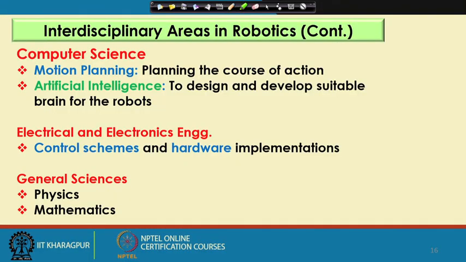These control schemes and their hardware implementation come under the purview of electrical engineering and electronics engineering. To develop robots, we will also need very good knowledge of general science like physics and mathematics, because you will have to use the principles of physics and mathematics very frequently. If I want to design from the kinematic or dynamics point of view, a lot of mathematics and physics will be used. Similarly, to design and develop suitable sensors for the robots, we use the basic principles of physics. All such things I will discuss in much more detail after some time.